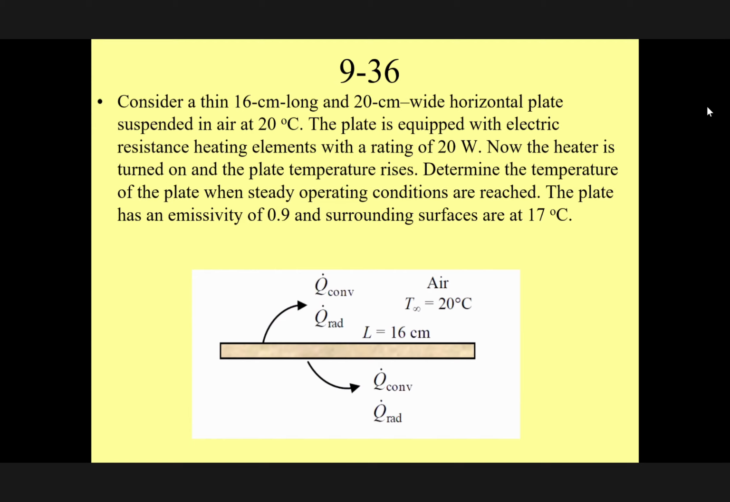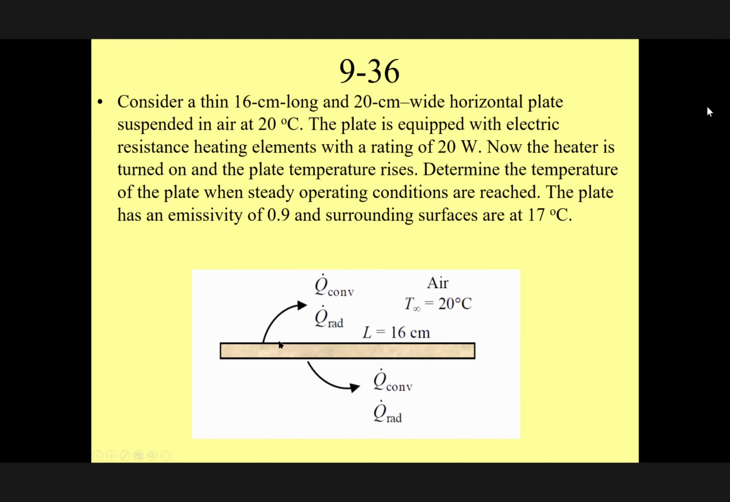What are the processes involved here now? Radiation and convection, but radiation from top or bottom? From both sides, because it mentioned it's suspended in the air. Therefore, we have a plate suspended in the air. We have convection and radiation up. The temperature is 20 for air, and also the temperature of the surrounding, the temperature of this room here is 17 degrees. Therefore, now it is exchanging energy back.